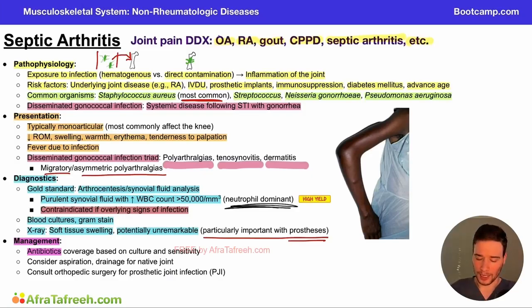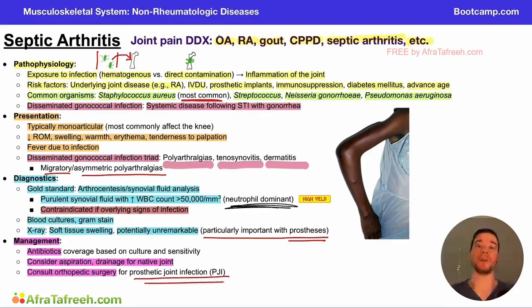We're also going to consider aspiration as well as drainage of the native joint. This can be both for fluid analysis, but also for symptom management. If a patient has significant swelling, removing some of that fluid can actually improve their symptoms and comfort. And if the patient has a prosthetic joint, we're going to consult orthopedic surgery. Again, PJIs or prosthetic joint infections can be a major problem for a patient. It can require multi-step revision, and so we need to get the surgeons on board to help with management of these patients.